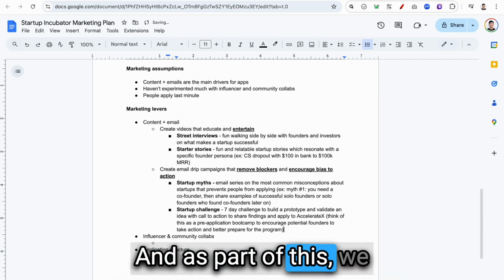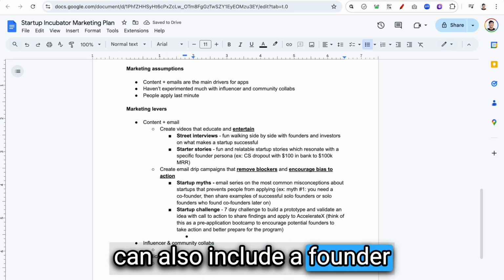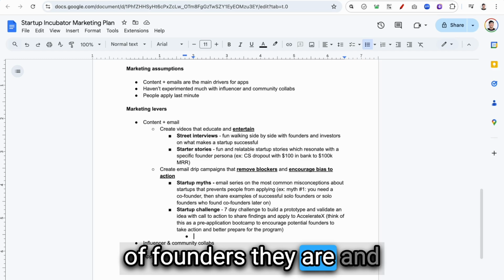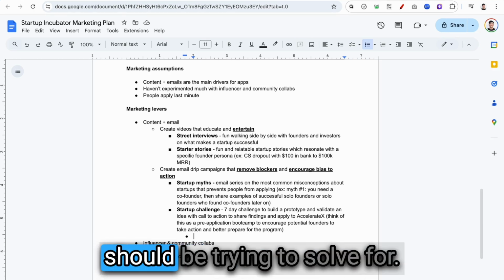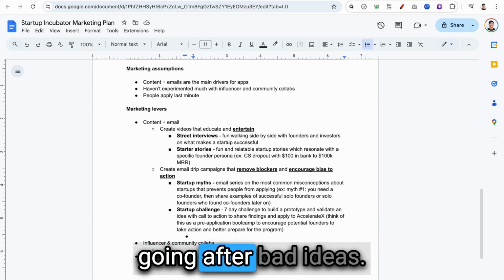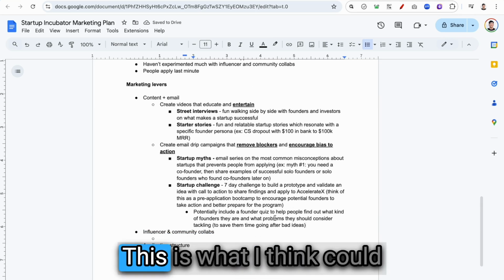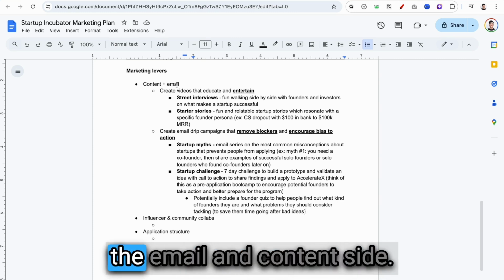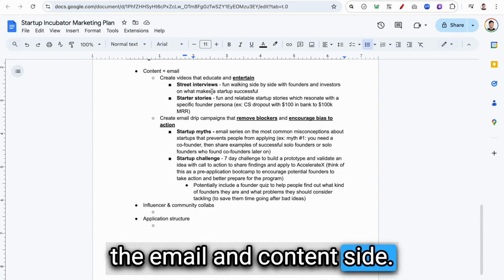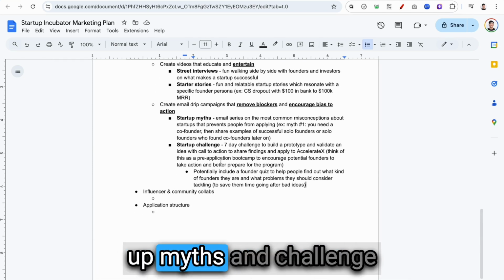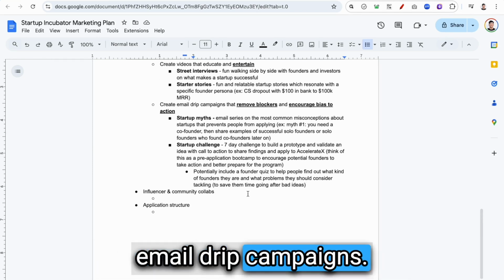And as part of this, we can also include a founder quiz to help them better understand what kind of founders they are and what kind of problems they should be trying to solve for. This would also help them save time going after bad ideas. This is what I think could be the most impactful on the email and content side: street interviews, starter stories videos, and then startup myths and challenge email drip campaigns.